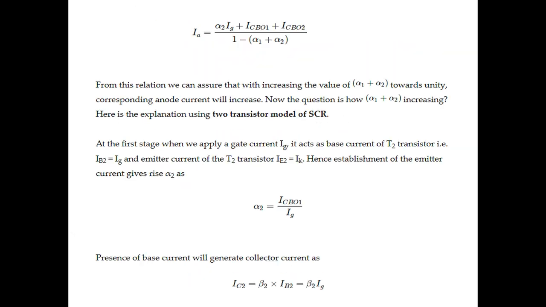So this is explained over here. First, when we apply a gate current Ig, it acts as a base current of the transistor T2, that is IB2 is equal to Ig at initial condition. In the initial condition, there will not be any IC1, so IB2 is equal to only Ig. And the emitter current of the transistor T2, that is IE2, is equal to IK. Hence the establishment of the emitter current gives alpha 2 as ICBO1 by Ig. The presence of base current will generate the collector current as IC2 is equal to beta 2 times IB2, and IB2 here is Ig, that is IC2 is equal to beta 2 into Ig.